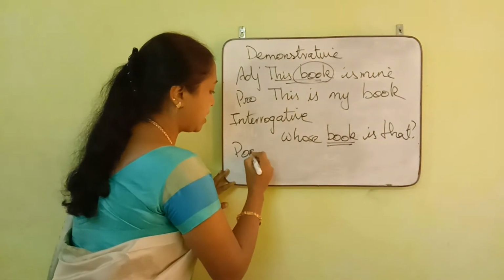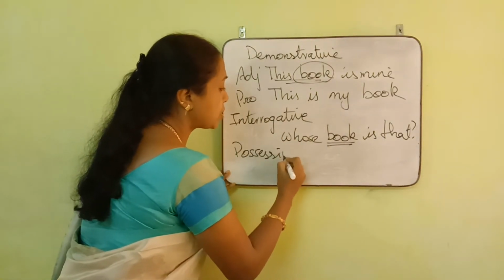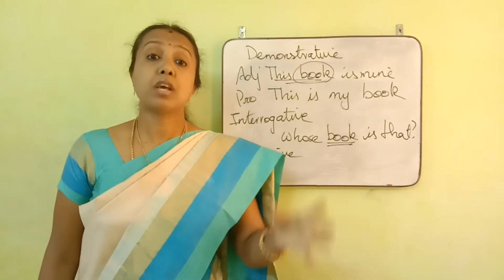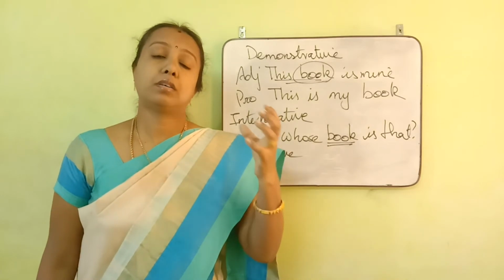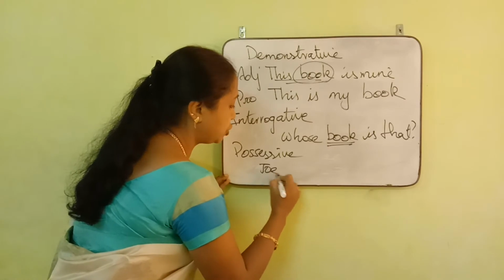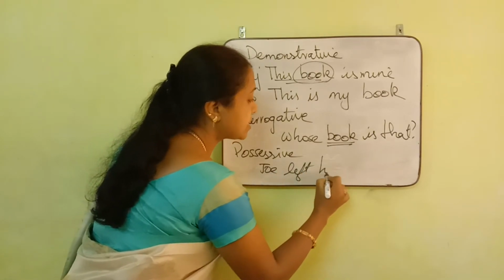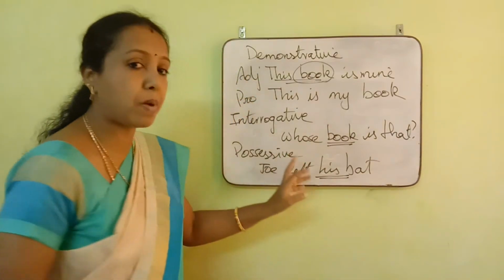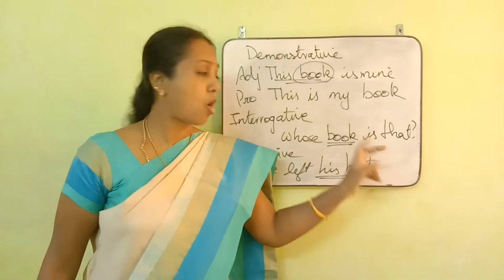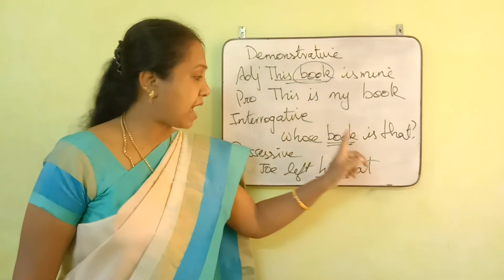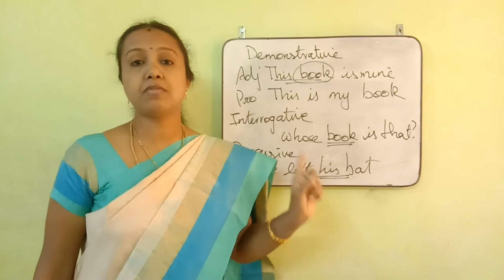The next one is the possessive adjective. Possessive adjective talks about the possession or the ownership of a particular person. For example, when I say Joe left his bat in the ground. Now this word his bat, we are giving the stress on the word bat. So we are telling that that is his bat, and that is called a possessive adjective.